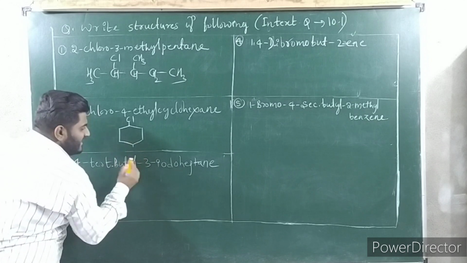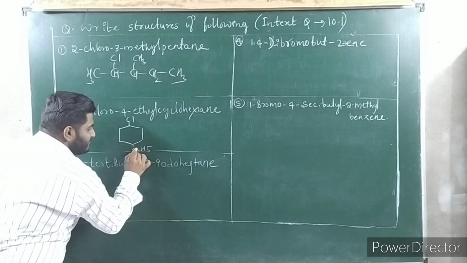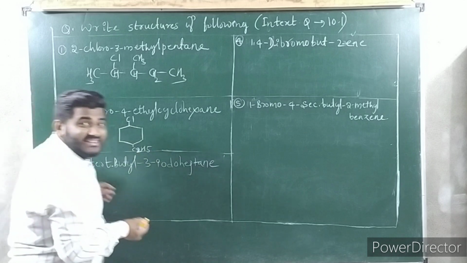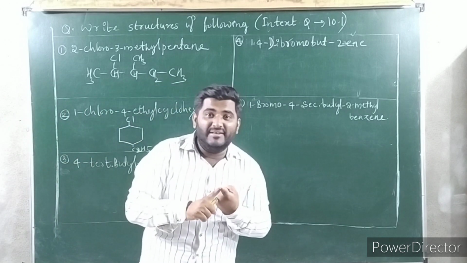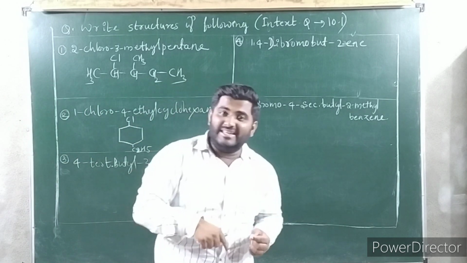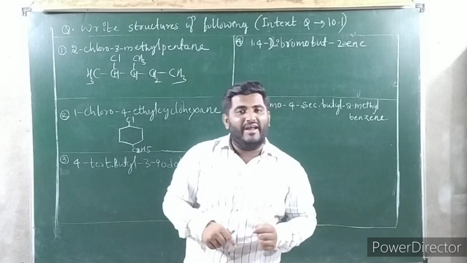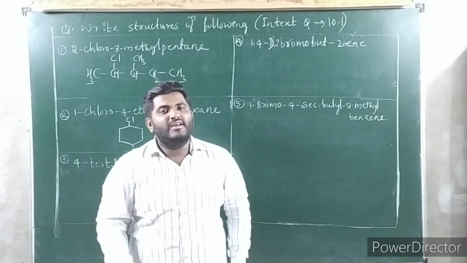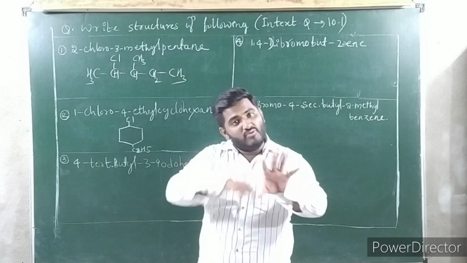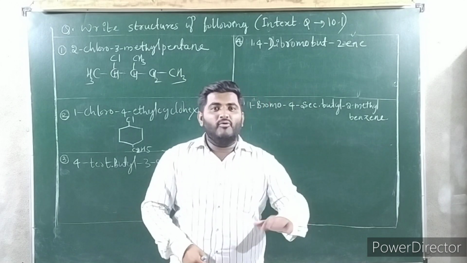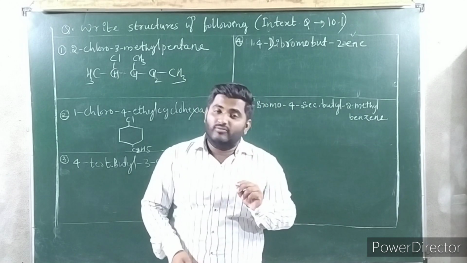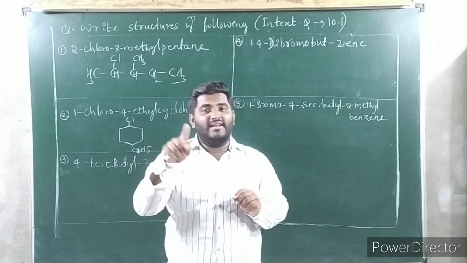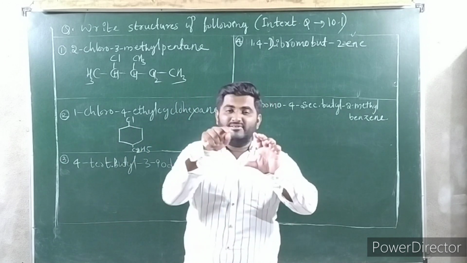Here what you have to add? Ethyl. C2H5. Ethyl. CH3 means methyl. C2H5 means ethyl. C3H7 means propyl. So how are we getting that ethyl, propyl, everything? From the alkane, you remove one H, it becomes alkyl. So if you want ethyl, you have to write ethane. What is the formula of alkane? CnH2n plus 2. Ethane means 2 carbon.